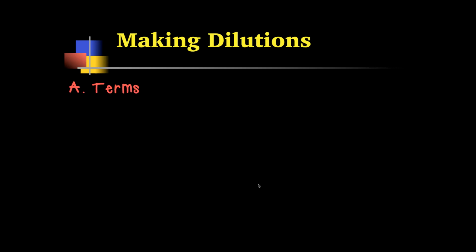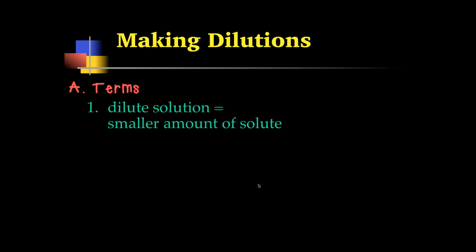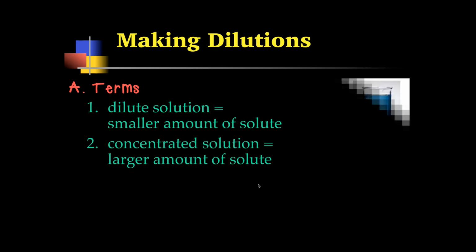So a couple terms just related to this that I want you to be in agreement on is a dilute solution is generally something that has a smaller amount of solute. Now, it has to be compared to something else. So dilute would generally mean smaller depending on what you're comparing it to, but generally there's a smaller amount of solute. A concentrated solution has a larger amount of solute.